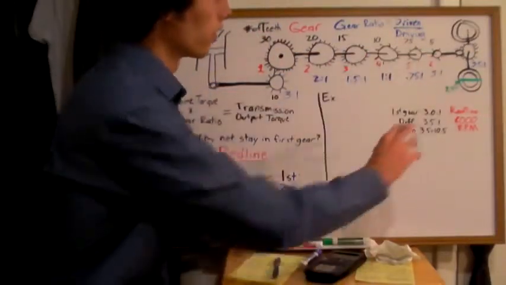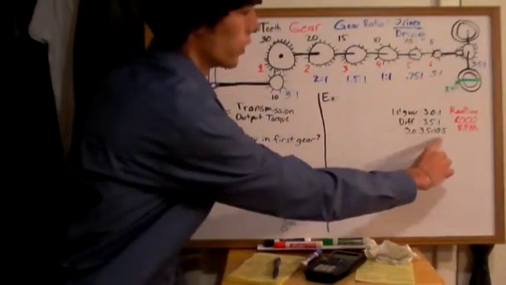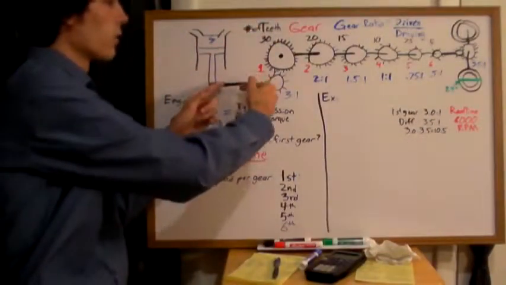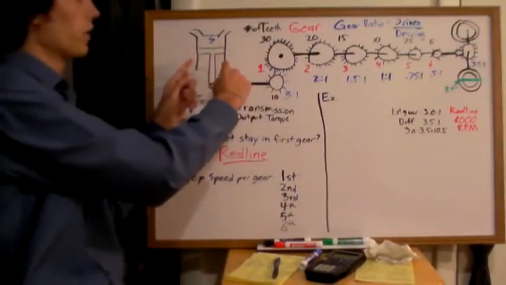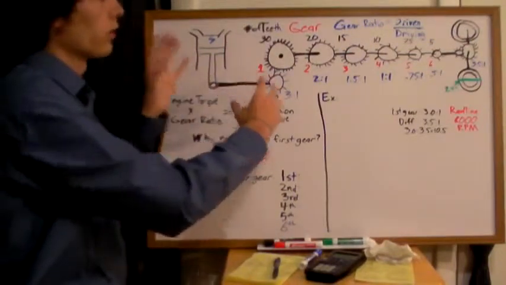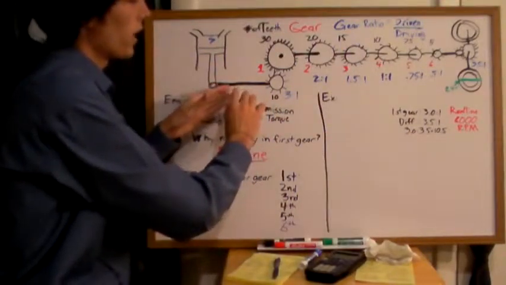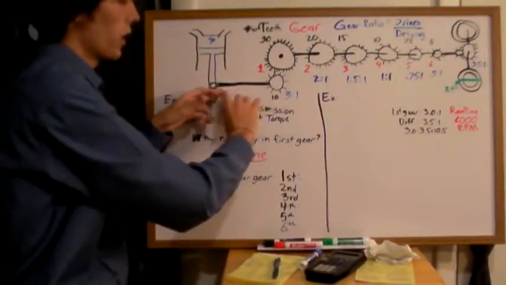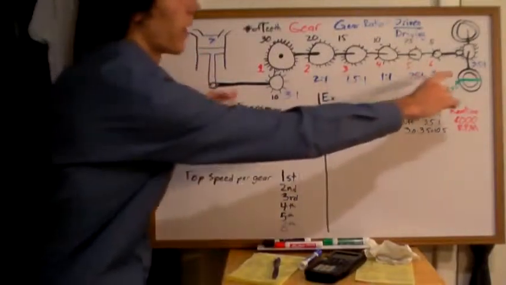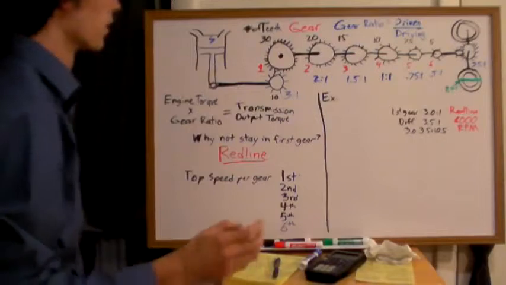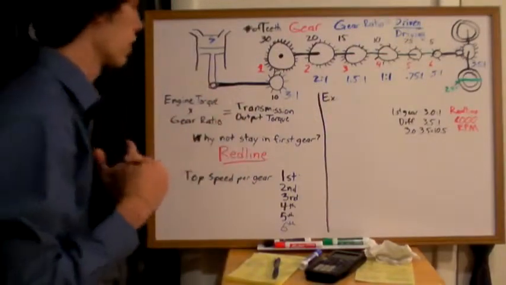Now, if you multiply these together, you get 10.5. What that means is every rotation of your crankshaft in your engine will give you about 1/10 of a revolution. It's going to take 10.5 revolutions of your crankshaft from your engine to get the tire to rotate 1 time. Alright, so that's basically how gears work.